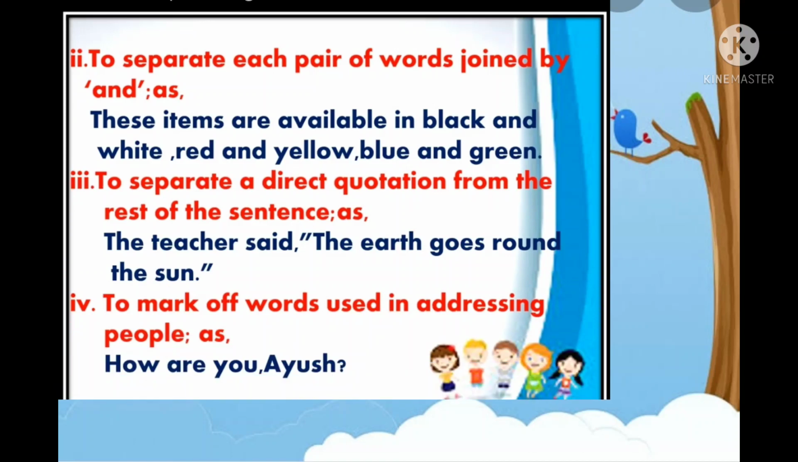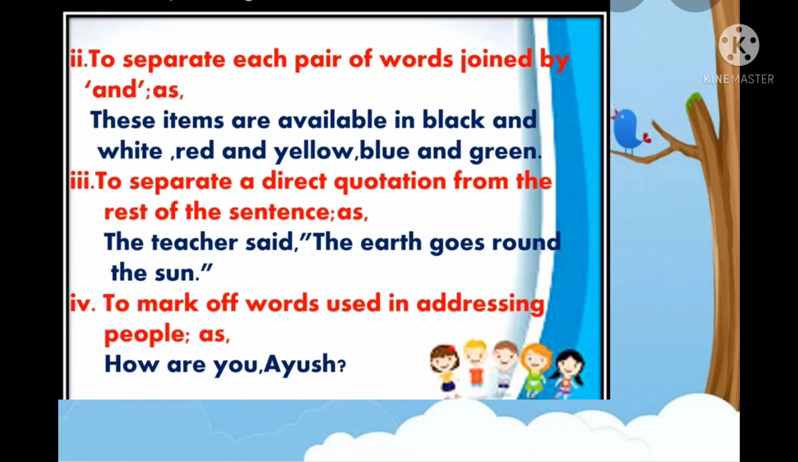Second one is to separate each pair of words joined by 'and'. These items are available in black, white, red, yellow, blue and green. So kids, we have used comma to separate the words that are joined with 'and', like black and white, red and yellow, blue and green.